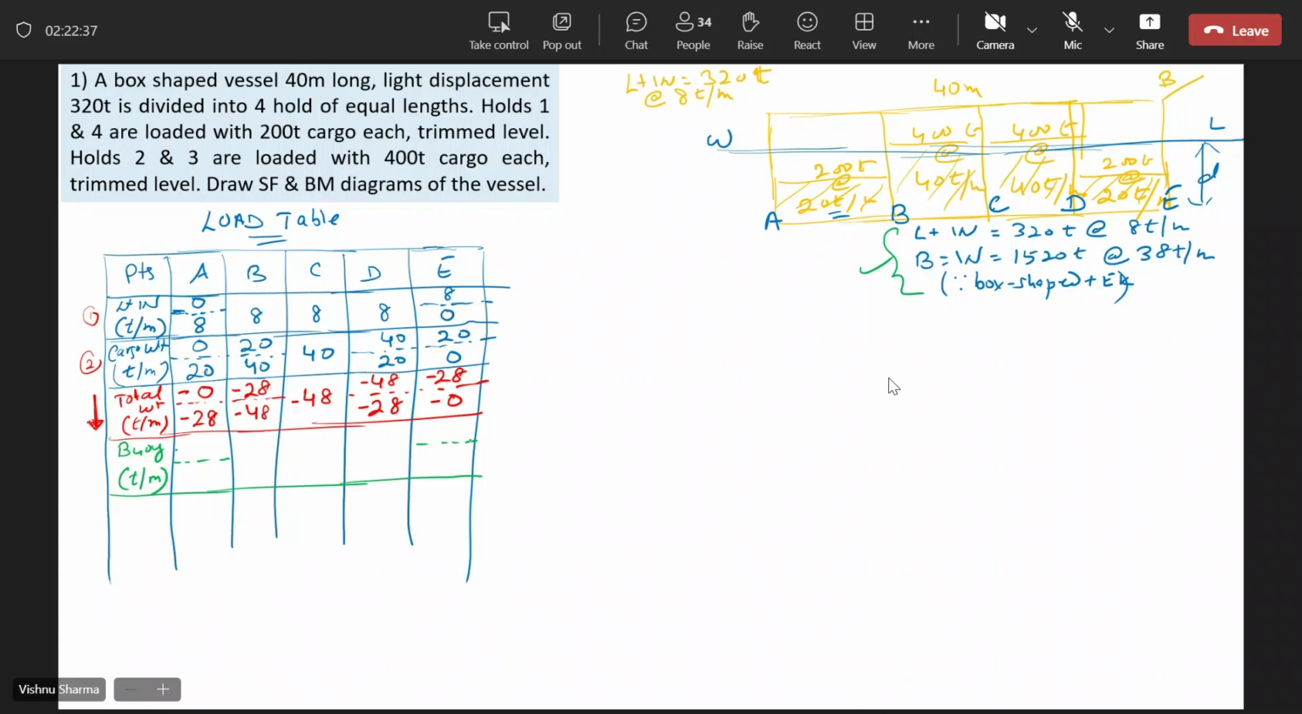Rest everywhere, the buoyancy per unit length. Please pay attention. All these units are tons per meter. 0, 38, 38, 38, 38, 38, and 0. Guys, does buoyancy act upwards or downwards? Upwards. And we are going from left to right. So left to right, upward forces are positive, so we put a plus sign.